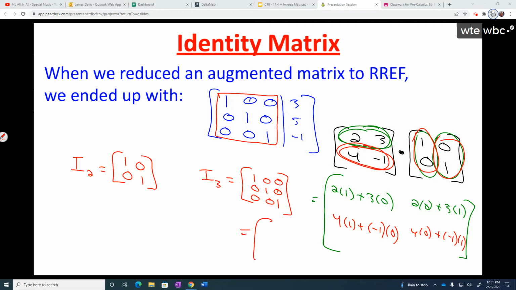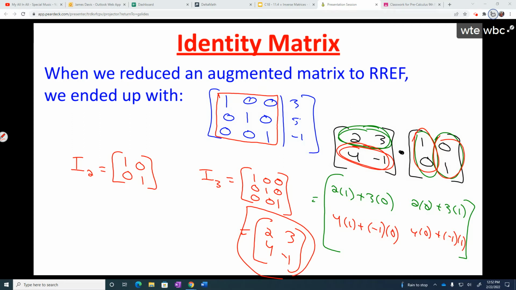So we actually end up with 2 plus 0 is 2. 0 plus 3 is 3. 4 plus 0 is 4. 0 plus negative 1 is negative 1. So you actually end up with the same matrix if you multiply a matrix times the identity matrix.